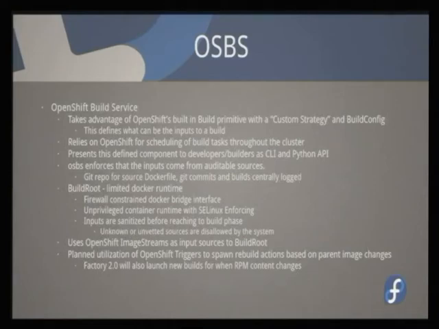We use OpenShift image streams to detect the input sources to a build root, so anytime things happen there. And this is actually going to be the inflection point in the future where we will do automated rebuilds. So in the event that we update the base image, things that directly need the base image will automatically be rebuilt as layers.